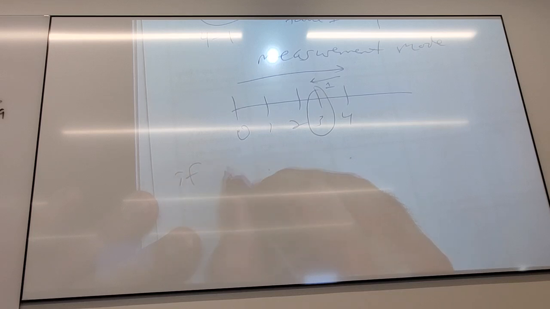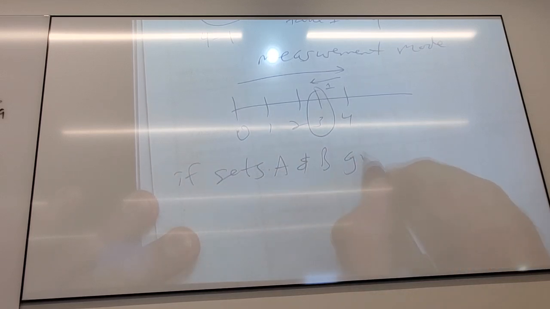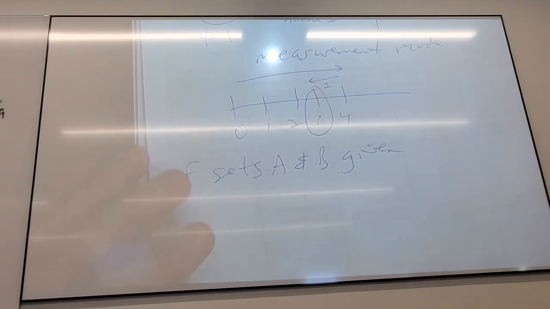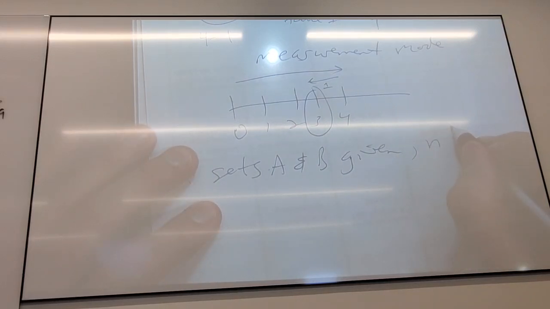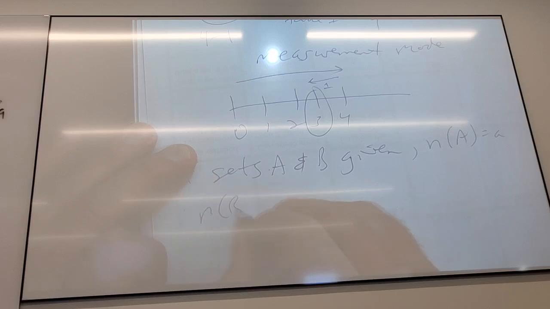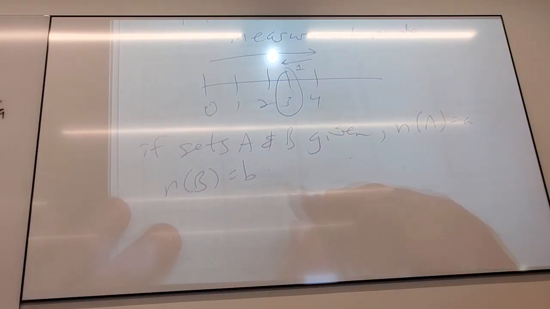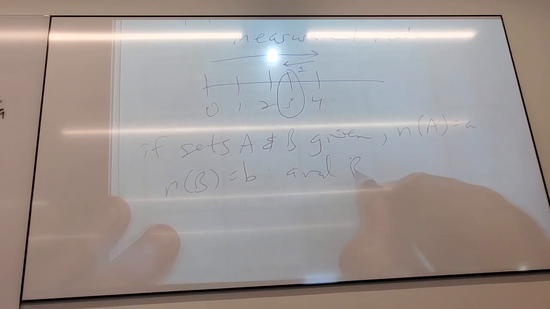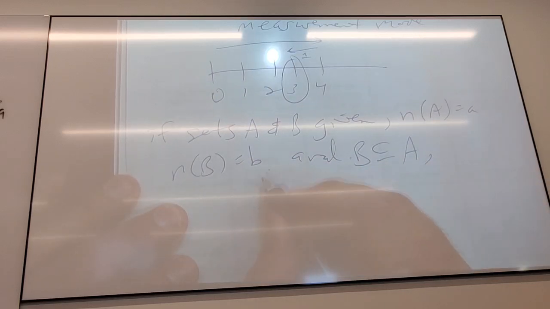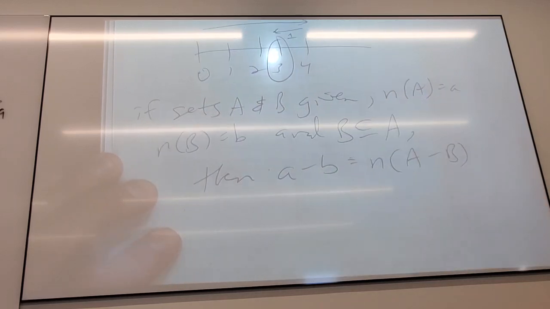So let me get really hyper-technical for a moment. If we have sets A and B, the number of stuff in A is little a, the number of stuff in B is little b, and B is a subset of A. Then A minus B is the number of things in A minus B.